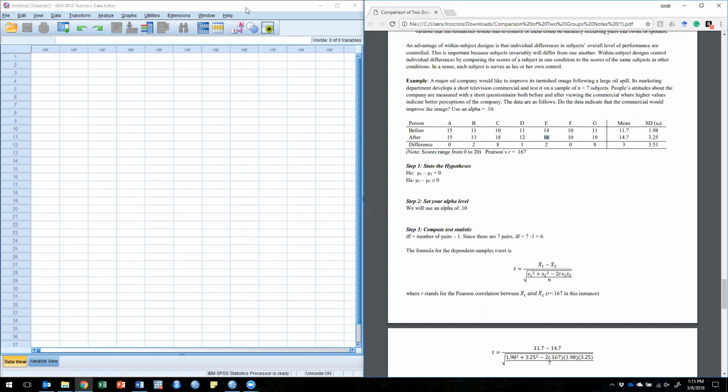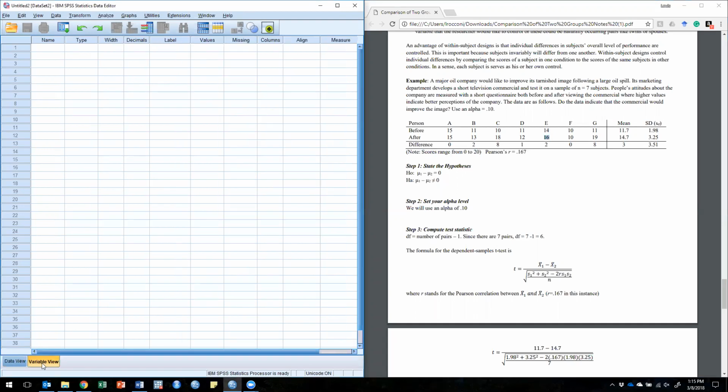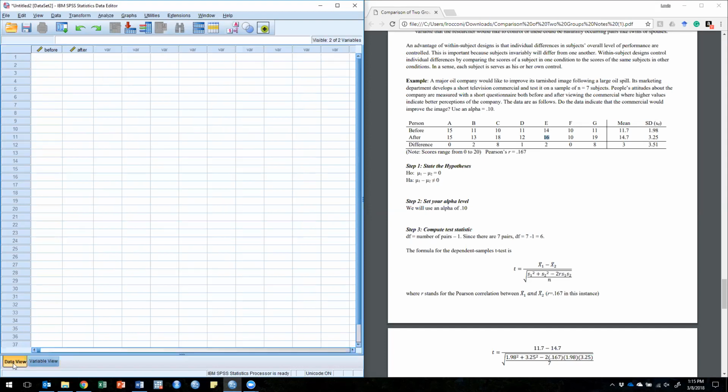So to run this analysis in SPSS, we open SPSS, we go to the Variable View tab, and we create 2 variables. One variable represents their scores before they watch the commercial, and another represents their scores after they watch the commercial. You can name these variables anything you want. It could be pre-commercial, post-commercial, just whatever name you choose.